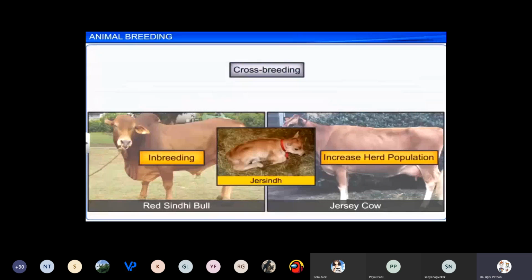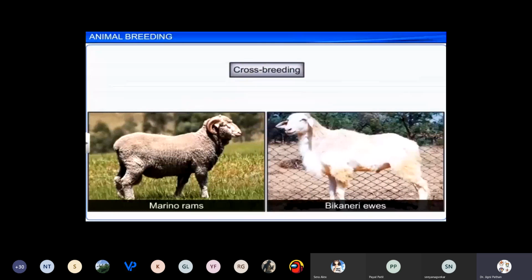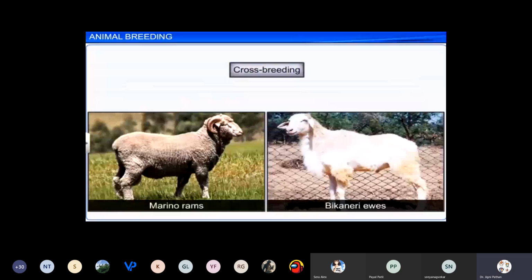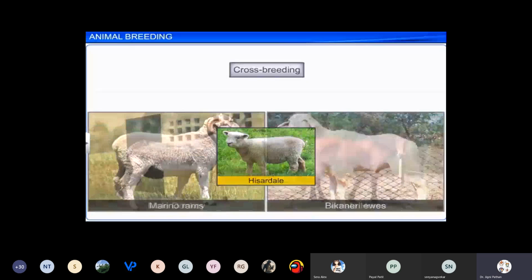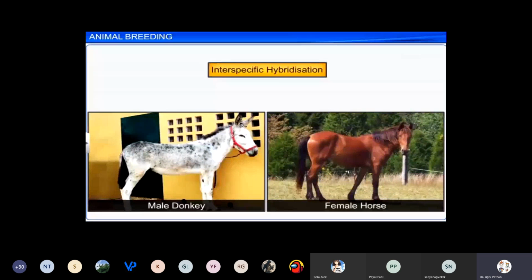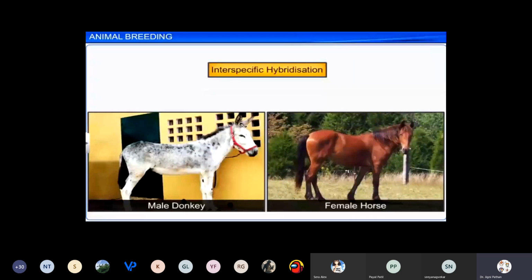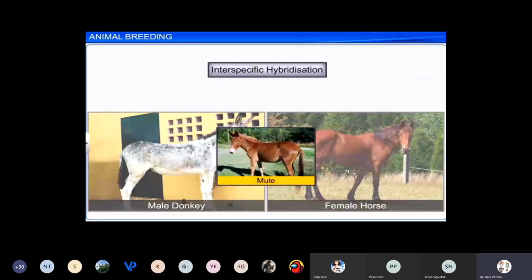Another example of crossbreeding is the cross between Bikaneri ewes and Merino rams to form a new sheep breed, Hisardale. The third type of outbreeding is interspecific hybridization, where animals of two different species are mated. For example, mating between a male donkey and a female horse forms a new breed, a mule. Although most new breeds are infertile, they have high economic value.